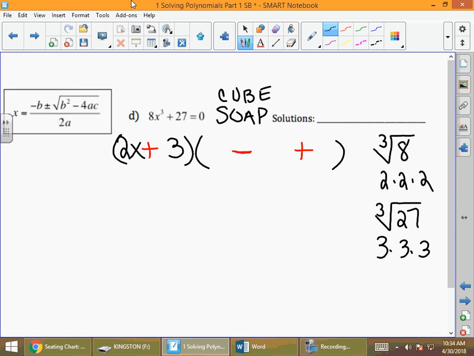Now what we're going to do: 8x cubed divided by 2x. 8 divided by 2 is 4. x cubed divided by x is x squared. If you prefer, we had three x's, we took out one, we still have two. I'm going to go to the very last term here. 27 divided by 3 is 9. We already have the signs in the problem. So our last part is 2x times 3, which is 6x. And we have factored.